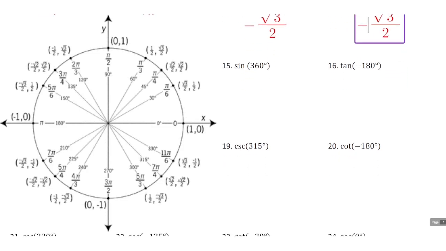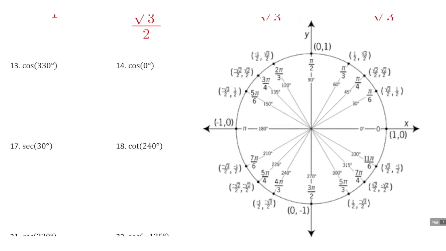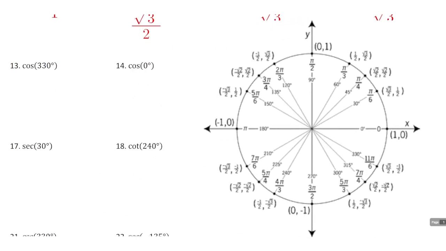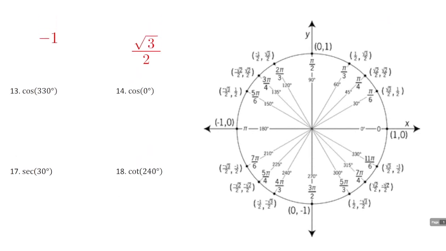Number 13, cosine of 330 degrees. 330 degrees is in quadrant 4, and the x value there is root 3 over 2. So my answer, number 13, root 3 over 2. Cosine of 0 degrees, the x-coordinate at 0 degrees is 1, and so that is our answer for number 14.